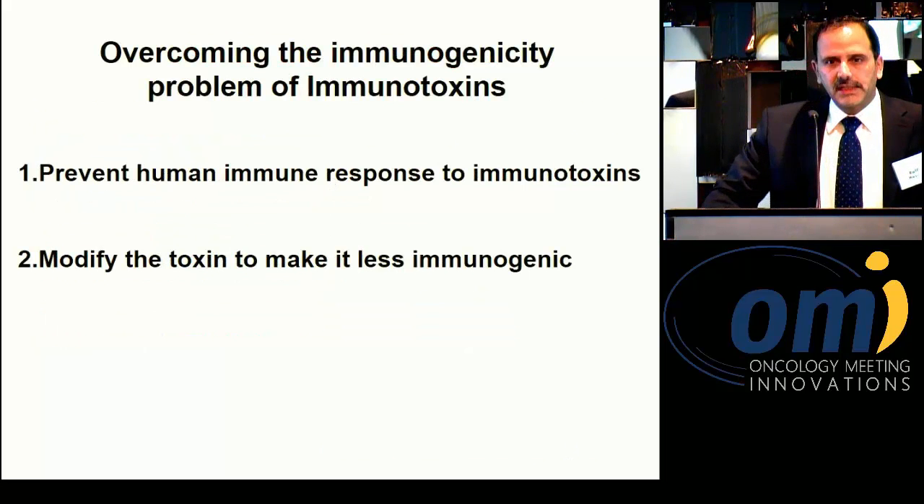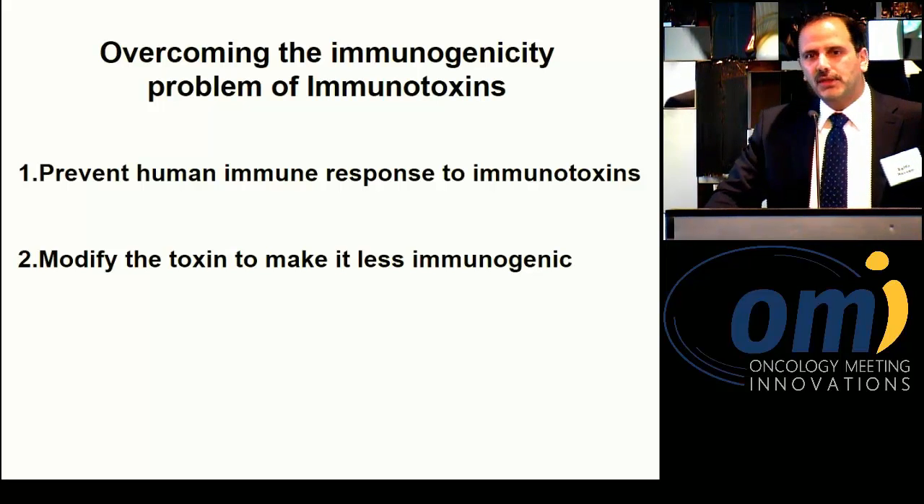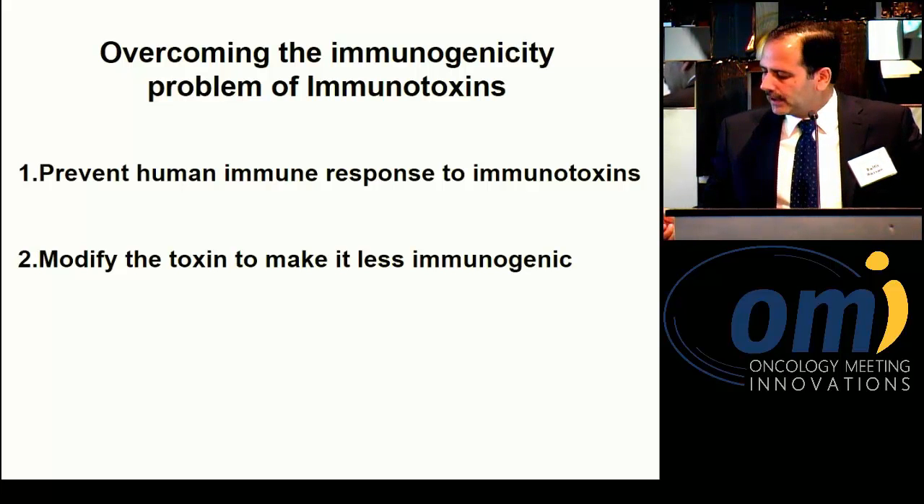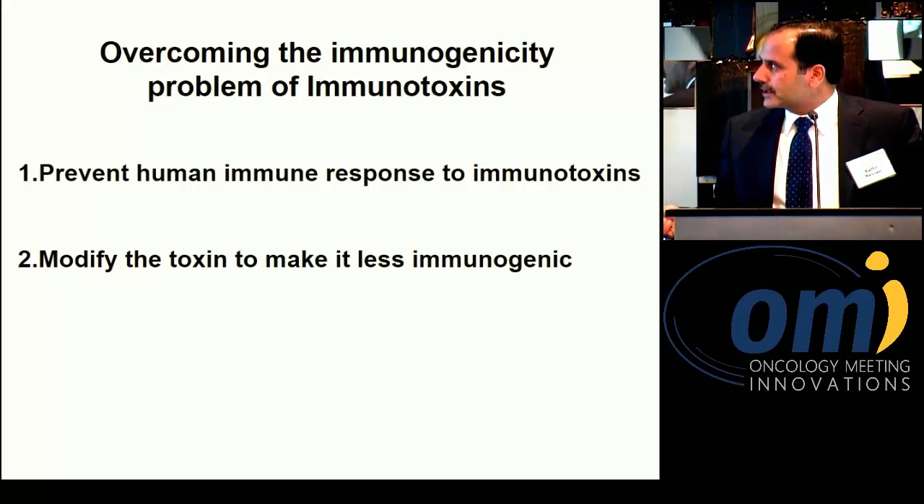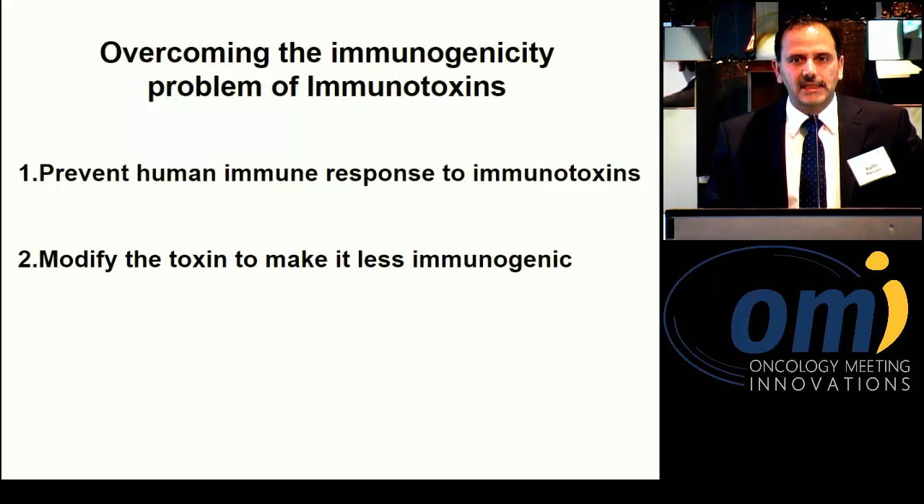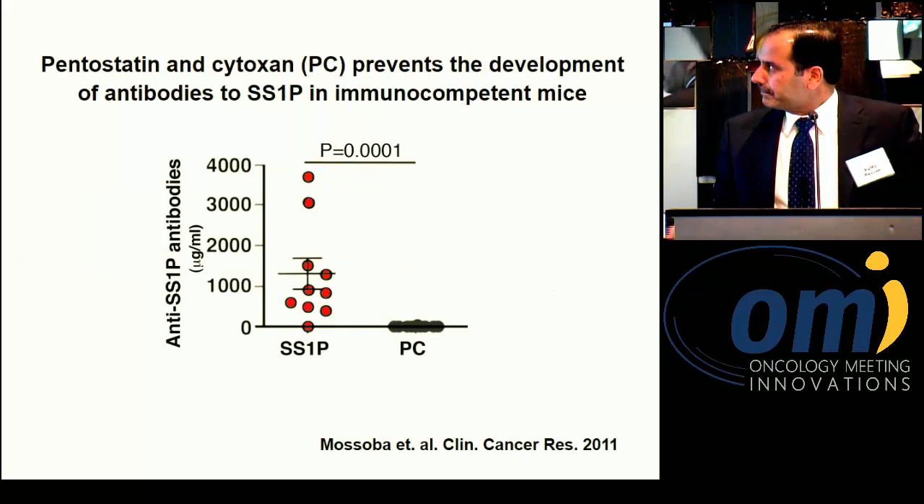So immunogenicity has been a big problem with immunotoxin. Almost every group has given up studying immunotoxin because it has been felt that you cannot overcome this problem. Over the last 5-6 years, we have taken a couple of different approaches to overcome this problem. One is to prevent the development of human immune response to immunotoxin, and the other is to modify the toxin so that it is inherently less immunogenic.